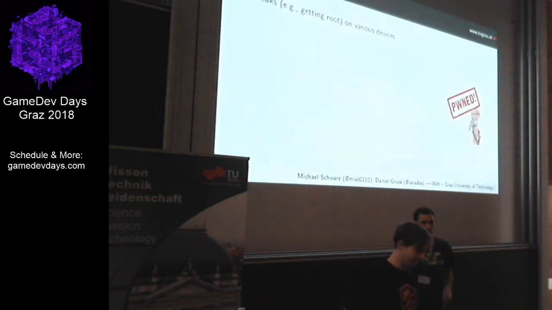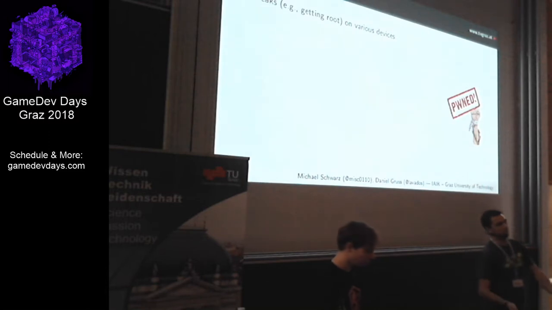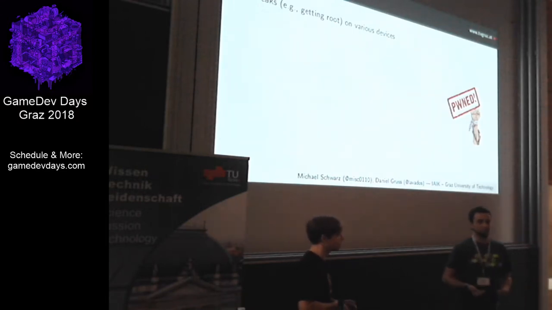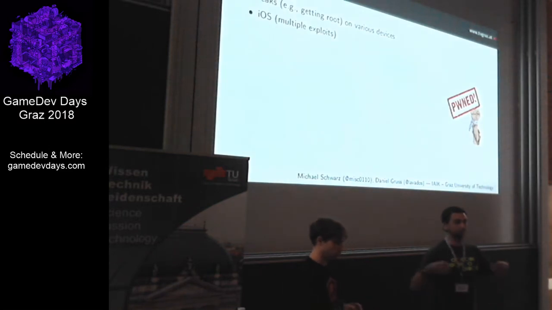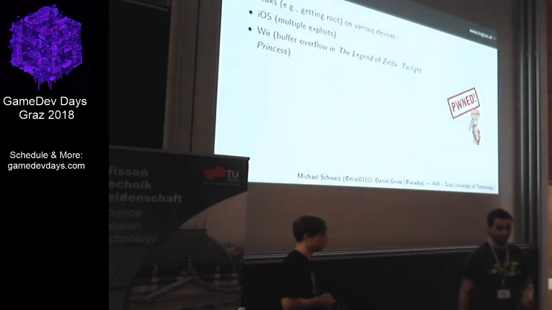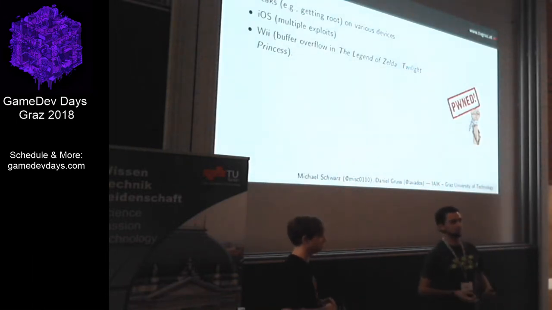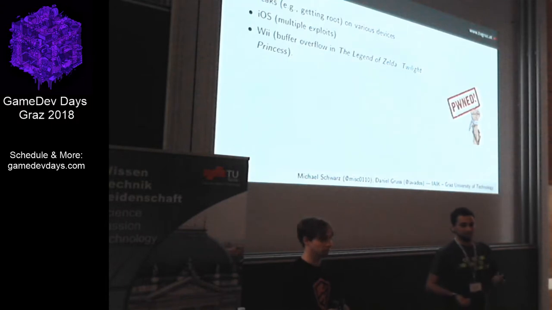Yeah. And a lot of people have done that for years and years. This is also called jailbreaks. We know that from smartphones, from iOS devices, just getting root access on those devices. And there were many of them. For iOS, you find jailbreaks for nearly every version, but also for real gaming consoles, like the Wii. There was a buffer overflow in a game, The Legend of Zelda: Twilight Princess, which was called the Twilight Hack, and it allowed running anything on the Wii.